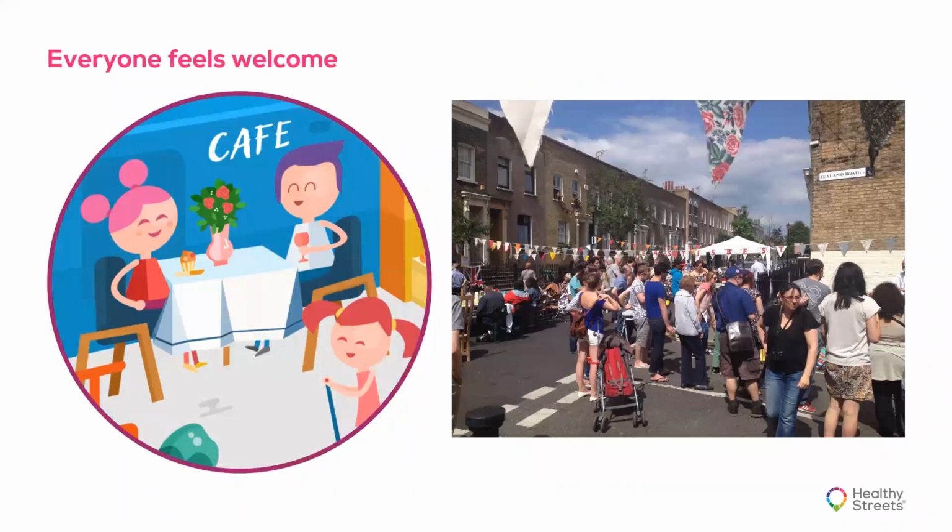And finally, everyone feels welcome. How do we engage the community in looking at their streets and thinking about them differently, thinking about them not just as places for moving and storing cars, but places that can support community cohesion and connectedness? And this is a temporary closure of a residential street led by the community.